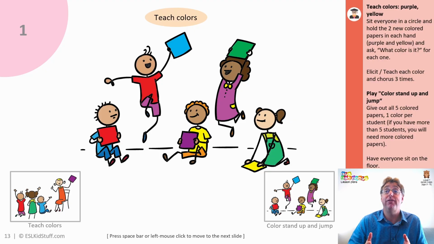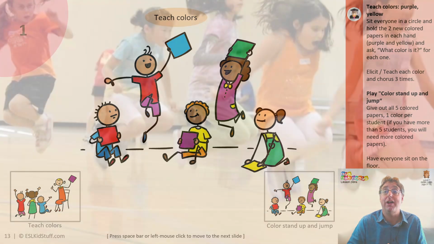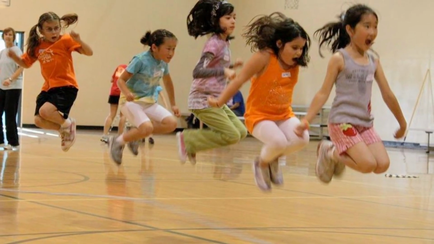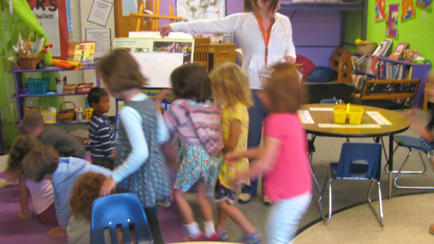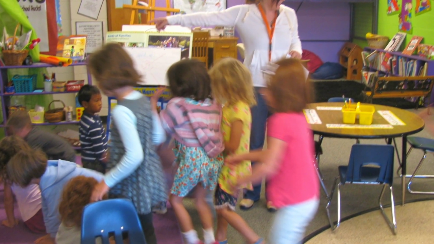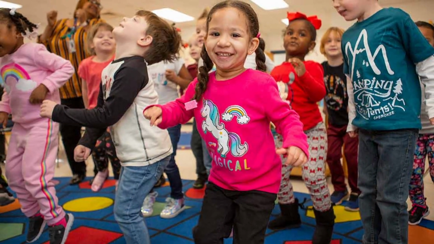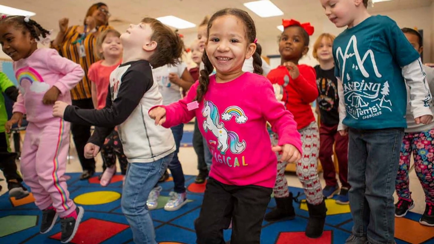And if you have more than 5 students, you'll need more coloured papers so that everyone's got at least 1. Have everyone sit on the floor, and again we'll be doing actions for each colour. So for example, say a colour red, and students of that colour have to quickly stand up or jump and sit down doing an action. So for example, okay, red, run around, and they jump up and run, run, run. Okay, yellow, jump, and they stand up and jump.